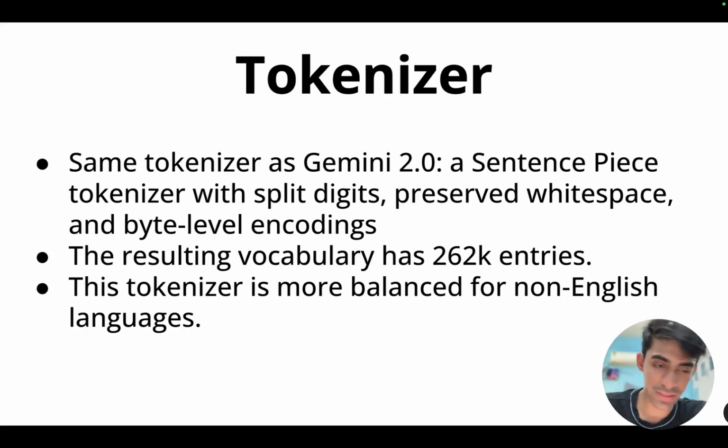preserved whitespace and byte-level encodings as usual, the same as Gemini 2, right? And they have a vocabulary size of I think 262K, right? Yeah, 262K. And the tokenizer is also very stable for multilinguality, right? Because that is one of the core aspects that they are selling with this model, that okay, this model is really good in multilinguality.